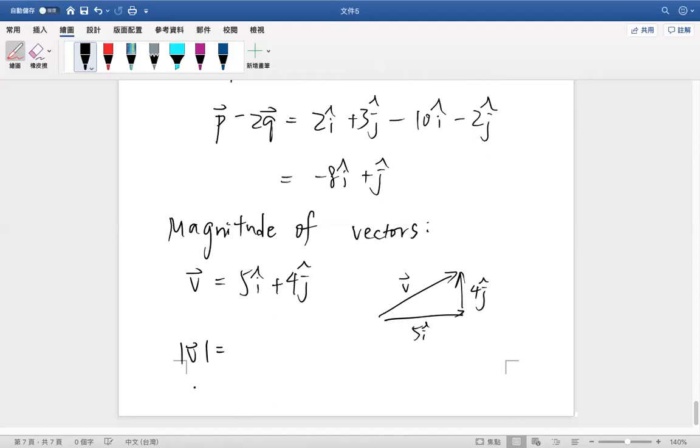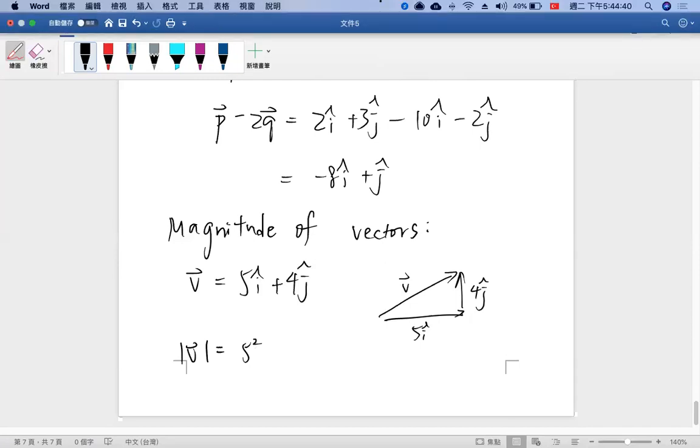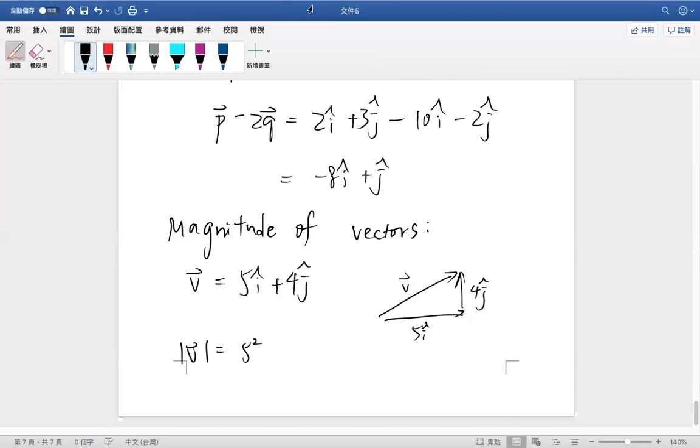Root 41. Sorry, I can't hear you. Square root 41, which is coming from Pythagoras, right? 5 squared... Oh, it's 21. Are you sure? I said 41. Yeah, so 5 squared plus 4 squared, which is square root 41. Okay, so this is the magnitude.